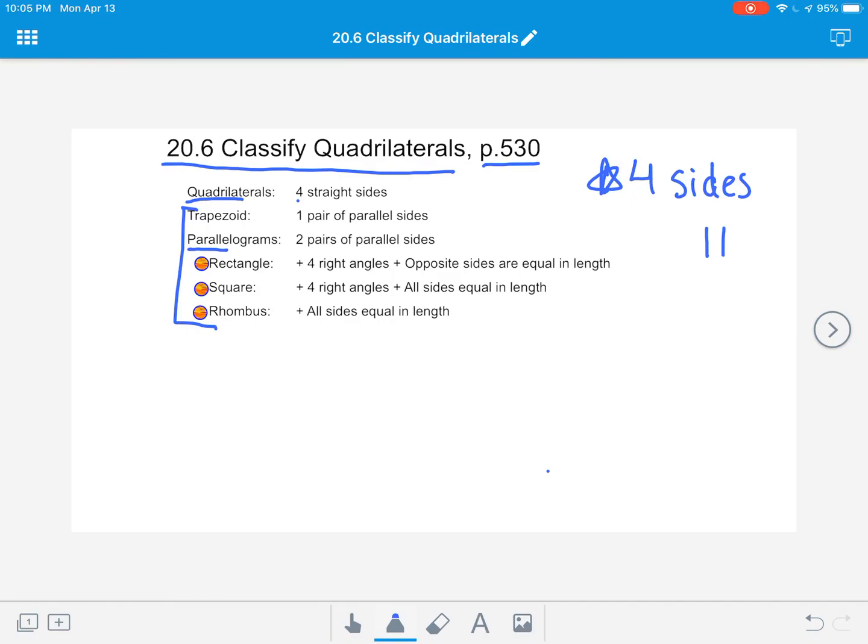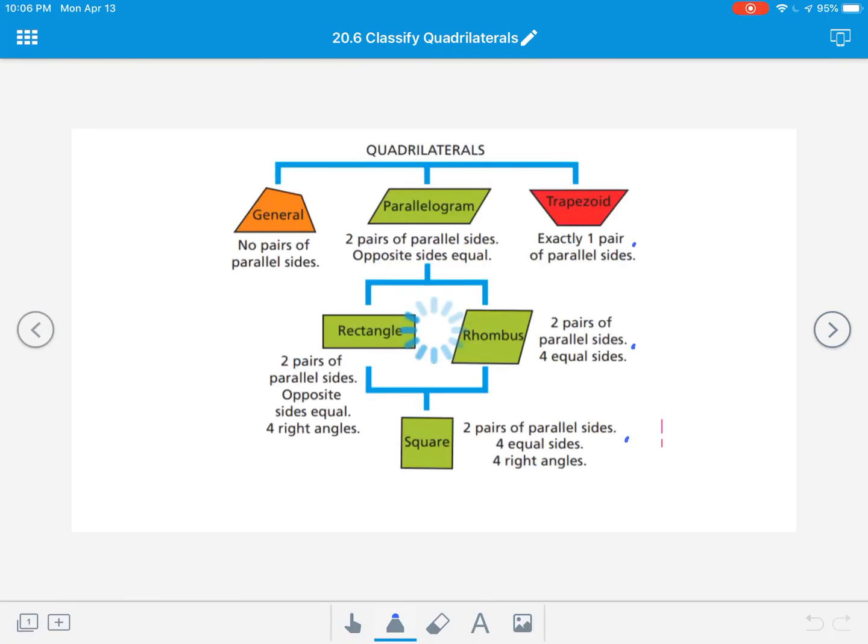Now, there are three different types of parallelograms. There's the rectangle, the square, and the rhombus. So specifically, as specific as we can get, we look at the number of sides. That tells us what type of shape it is. Then we look to see how the sides are interacting. That will tell us whether it's a trapezoid or a parallelogram. And then we can break it down even more by looking at its angles. So let's go over to the next slide where we see the examples of the pictures.